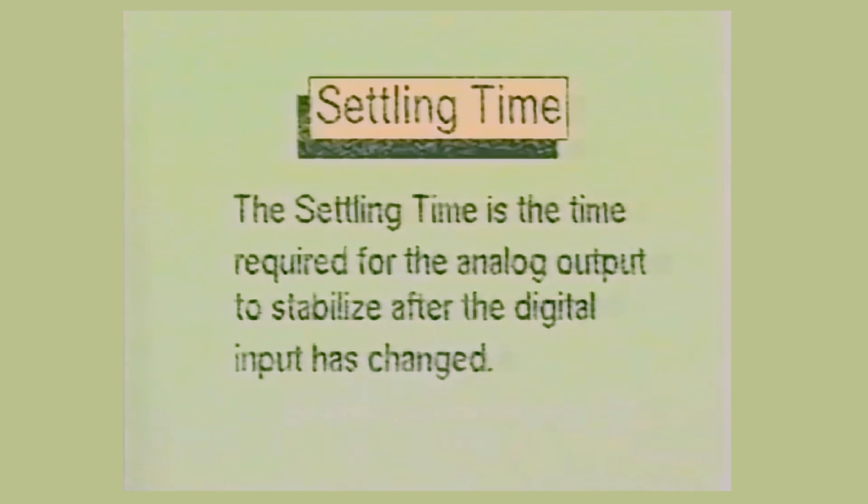The next term we shall examine is the settling time. The settling time is a DAC term used to express the amount of time required for the analog output to stabilize after the digital input has changed. The settling time is usually specified as the time taken for the output to stabilize within plus or minus 1/2 of the least significant bit of the expected value after the binary input changes. The settling time is directly related to the number of input bits and the full-scale output voltage.